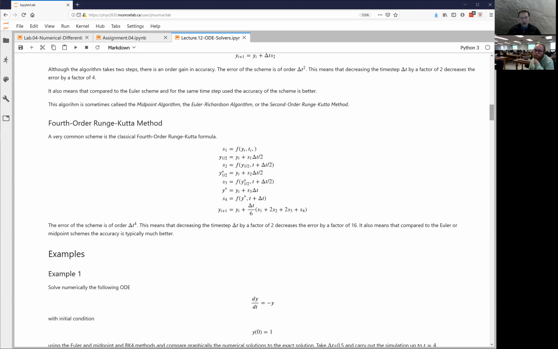And a 4th order scheme, where we evaluate on the left, evaluate it in the middle, come up with a better estimation of the middle, evaluate it again, take a full step, evaluate at the right-hand side, and then take a weighted average of all 4 of those to figure out the next step. What would that look like in code?